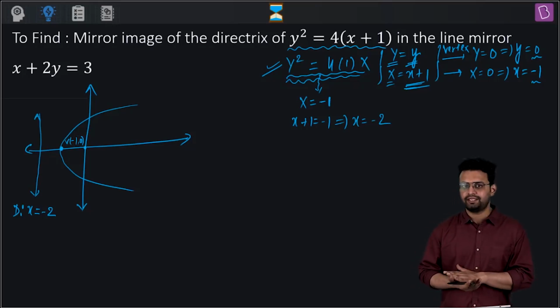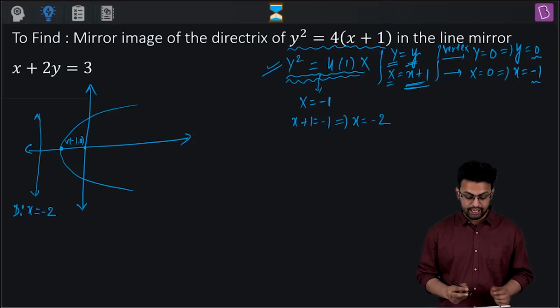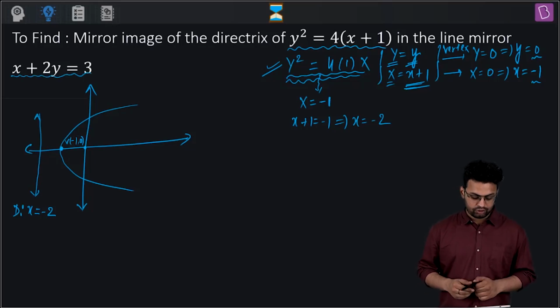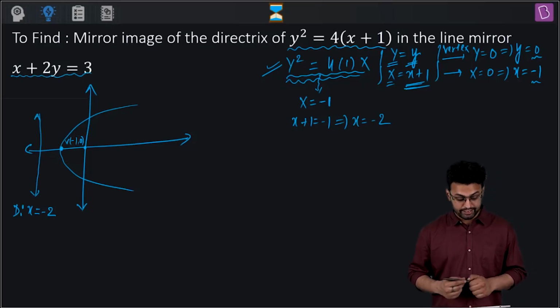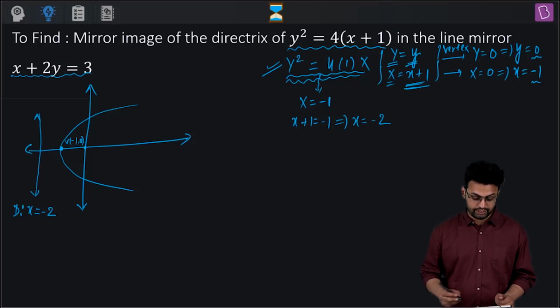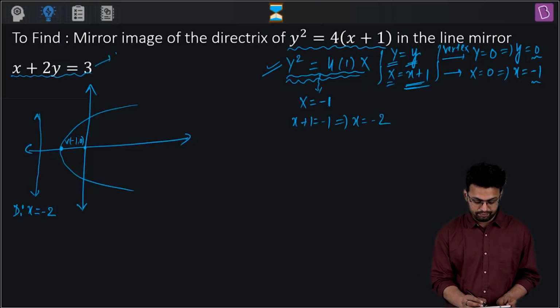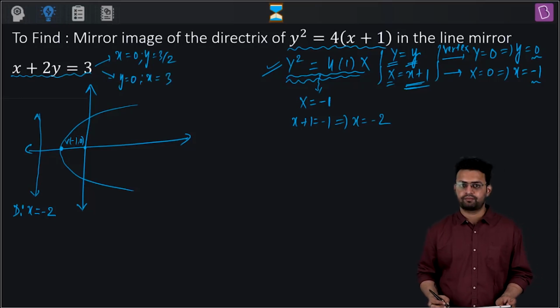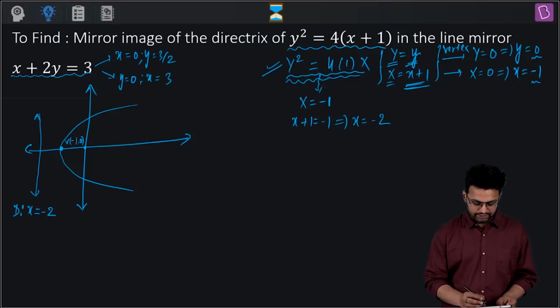Okay, what comes next? Next, let me draw the line mirror for you. The equation of the line mirror is x + 2y = 3. Now if I put the value of x as 0 here, I'll get y = 3/2. And if I put the value of y as 0 here, I'll get x = 3. That means the x-intercept is 3 and the y-intercept is 3/2.